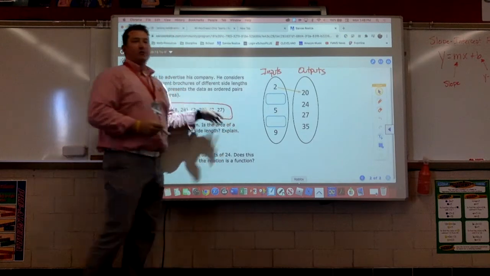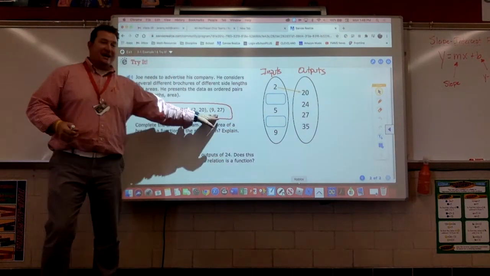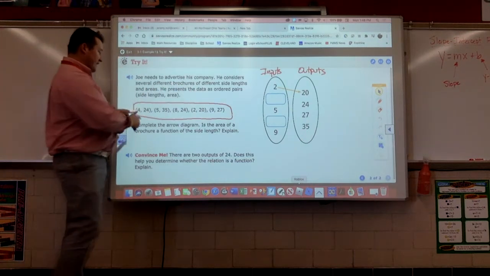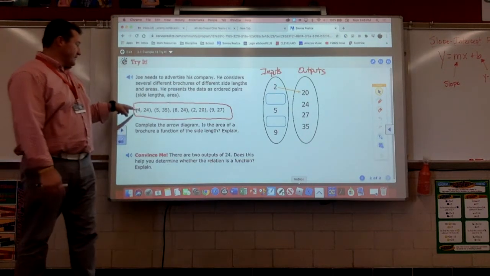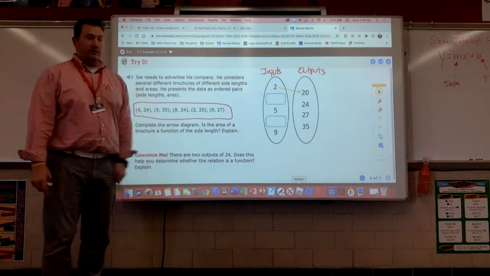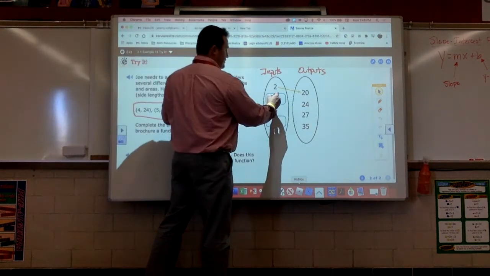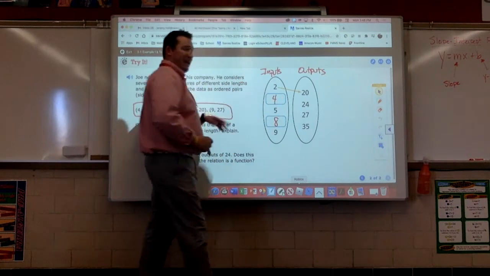So we have to look through the inputs in these ordered pairs and figure out which two numbers we're missing. Remember, inputs are x values. So I'm just going to read off my x values: 4, 5, 8, 2, 9. So guys, we're missing 4 and we're missing 8.